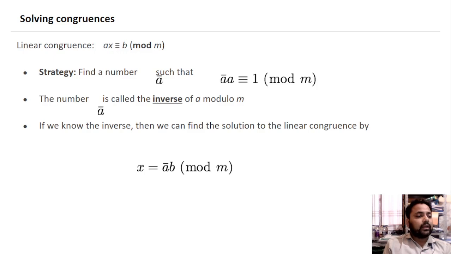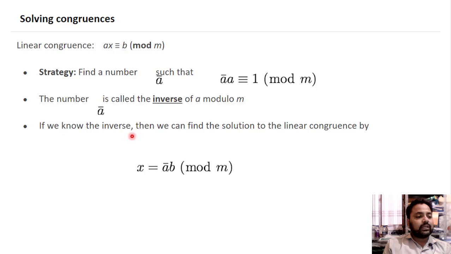Here, Ax is congruent to B mod M. So first of all, we have to make a strategy to solve this: find the number A bar such that A bar A is congruent to 1 mod M. This is called the inverse of A modulo M.